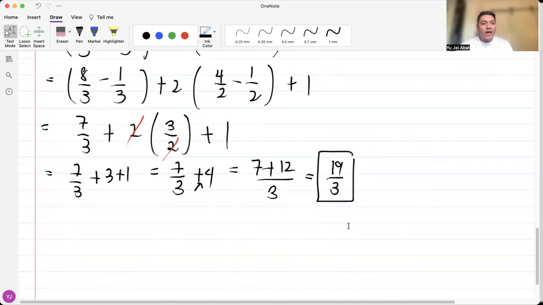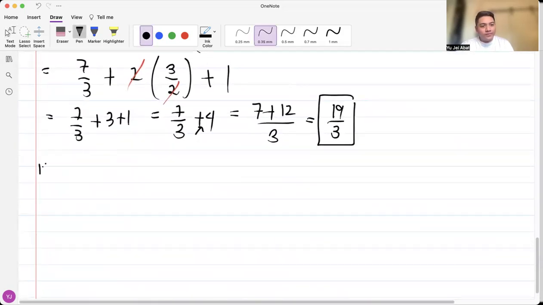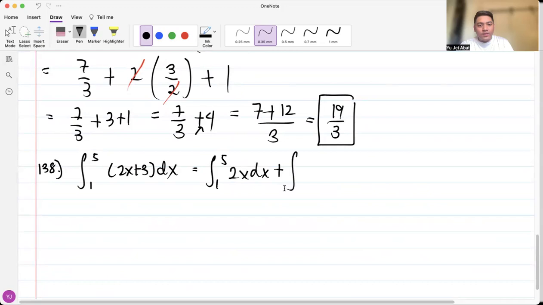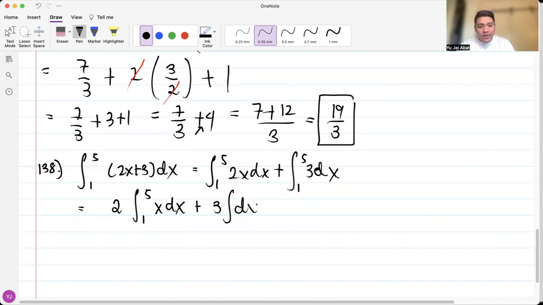So for number 138. Okay, for problem 138, the integral of 2x plus 3 dx. Again, separation. So you have 2x dx here plus the integral of 3 dx here. Again, constant rule. So we have 2 times the integral of x dx from 1 to 5 plus factor out 3, we have dx evaluated from 1 to 5. I'm sorry, that's 1 to 5, not 1 to 3.